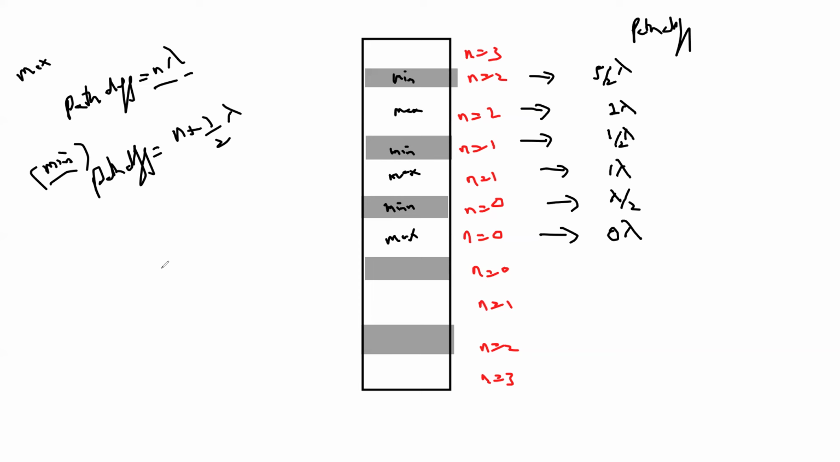Is it clear? And whenever the slit spacing is there, the path difference is always d sine theta. So we always say d sine theta is equal to n lambda if it is a constructive interference, and d sine theta is equal to (n plus half) lambda if it is a destructive interference.